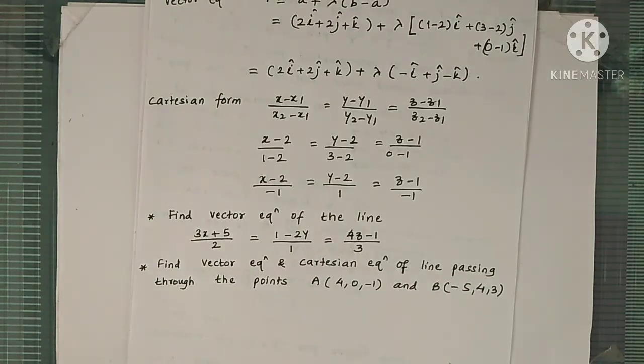The second question is really very simple. 2 points on the straight line are given and you have to find both the vector equation and Cartesian equation. So you can solve this question on your own.